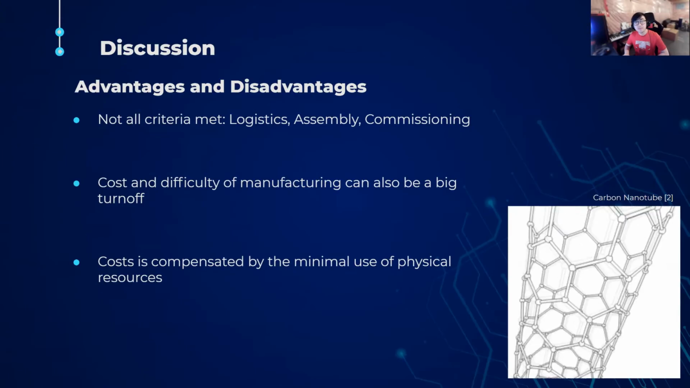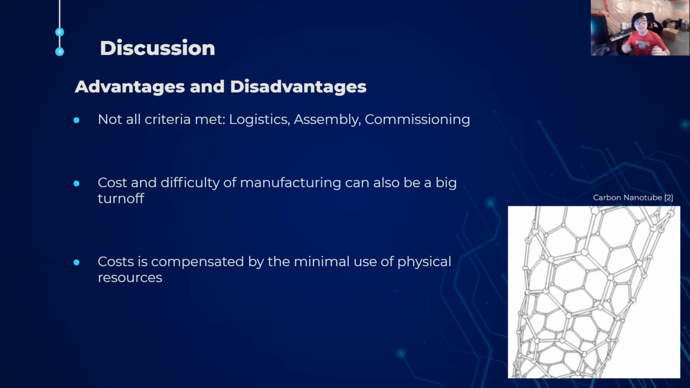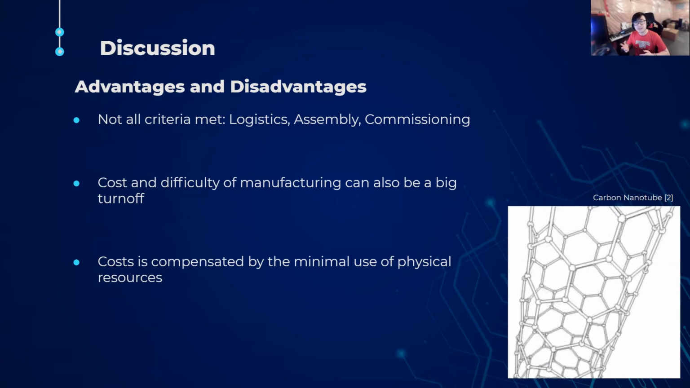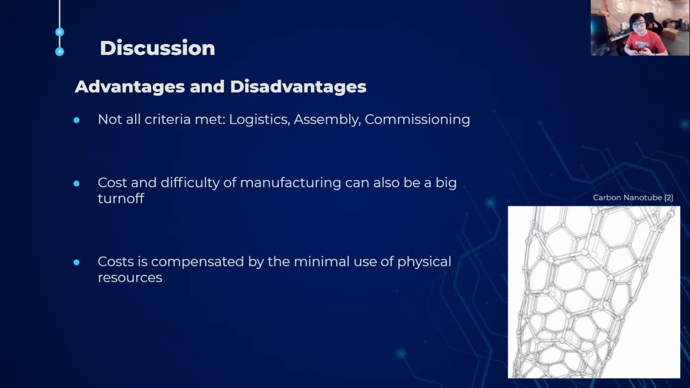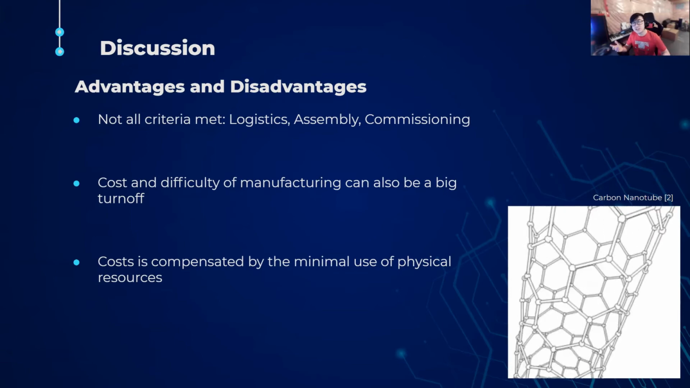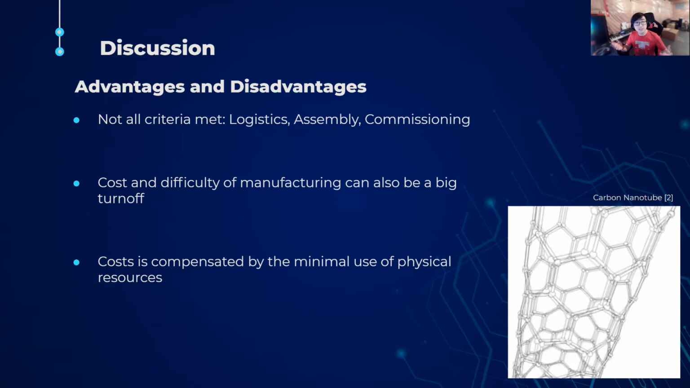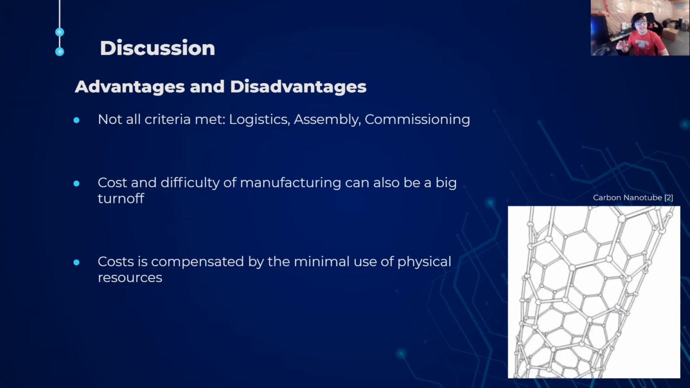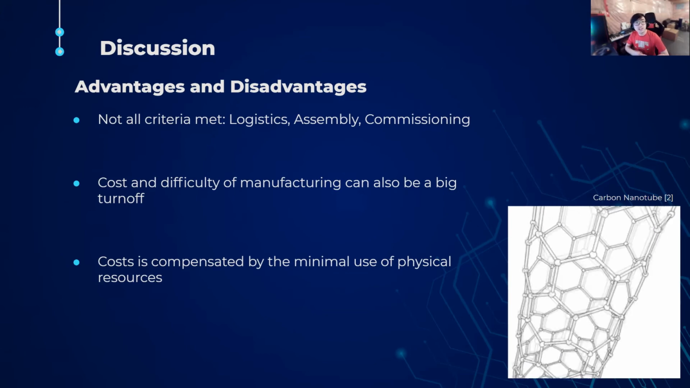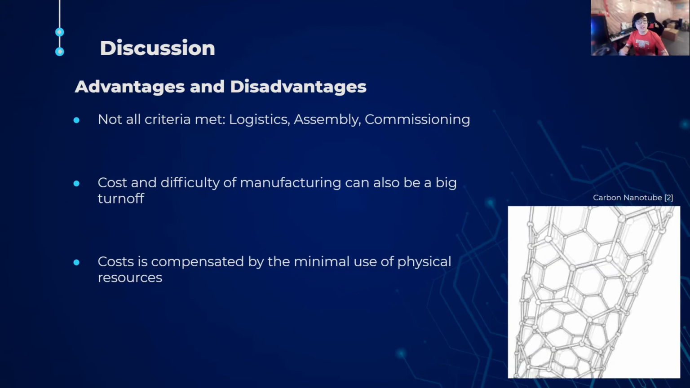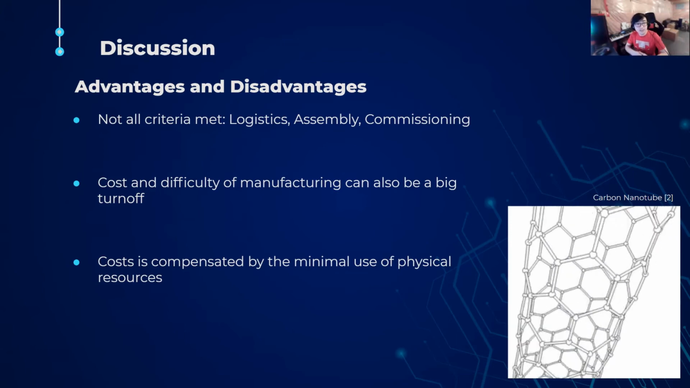Discussion. Although nanotechnology is one of the many solutions to tackle the issue of sustainable electricity generation, it still does not meet all the criteria, such as logistics, assembly, and commissioning. This is because nanotechnology is overall not easy to implement. The overall cost and difficulty of manufacturing can also be a big turnoff, as some countries may not be able to afford such technology. However, as nanotechnology is continuously being researched to this day, there is a lot of room and potential for the technology to improve and innovate.